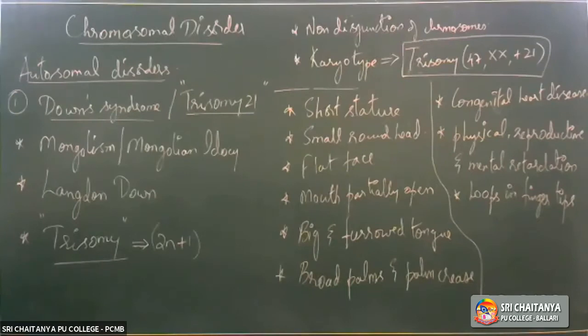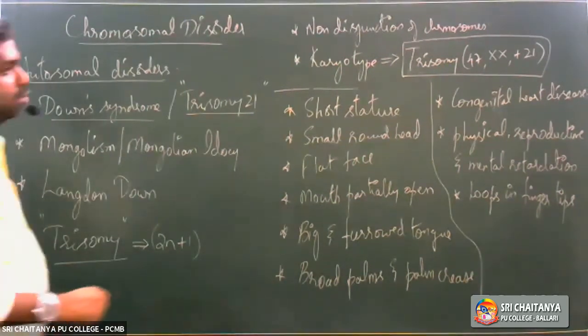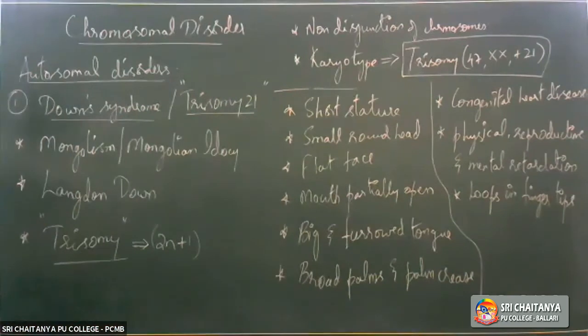It is also called Mongolism, or Mongolian idiocy, which was first identified by a scientist by the name Langdon Down. The karyotype, how we denote this particular Down syndrome, is important here, so you need to remember the karyotype. It is designated as trisomy, which indicates that there is one additional chromosome. Since there is one additional chromosome, the total number of chromosomes in this individual will be 47, followed by the sex of the individual, whether male or female.